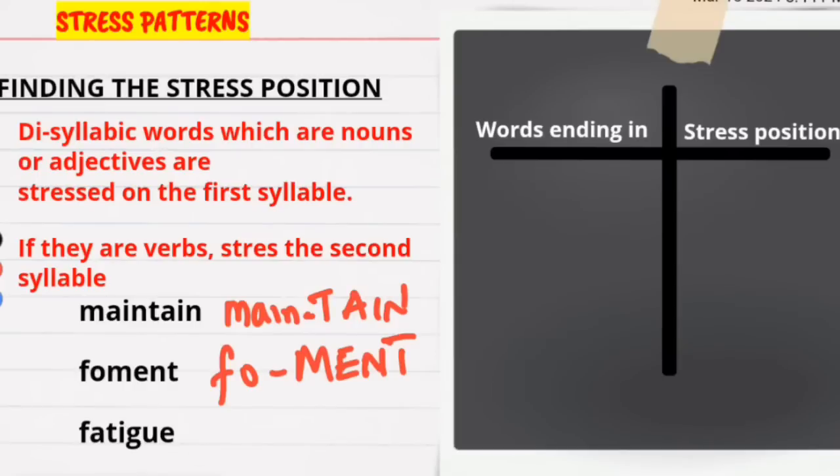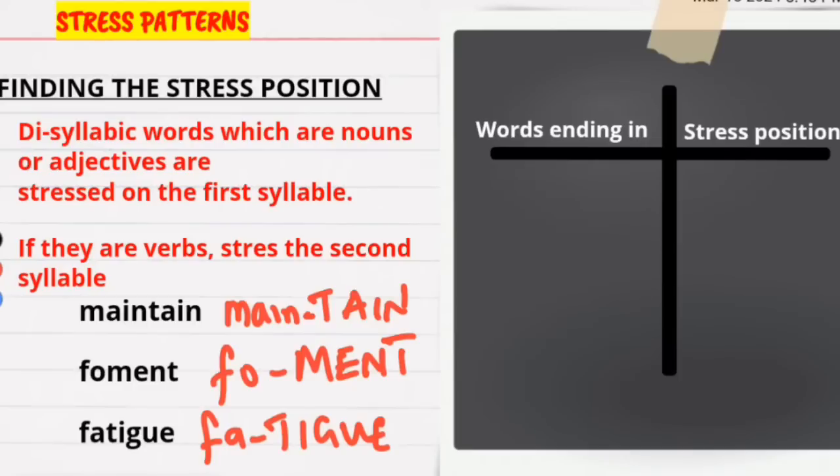Fatigue is two syllables. The stressed syllable is on the second part. Fatigue can be a noun and can also be a verb, so we are assuming that this is a verb right now. So the stress will be on the second part. You have fa at the first part, then you have tig at the second part. So that's the idea behind stressing two syllabic words.